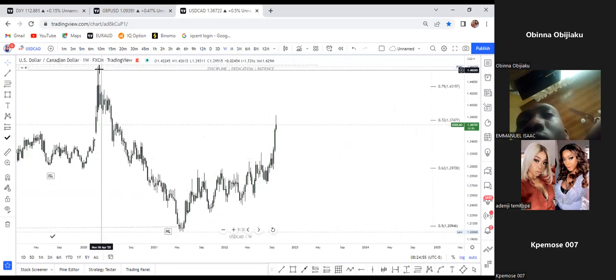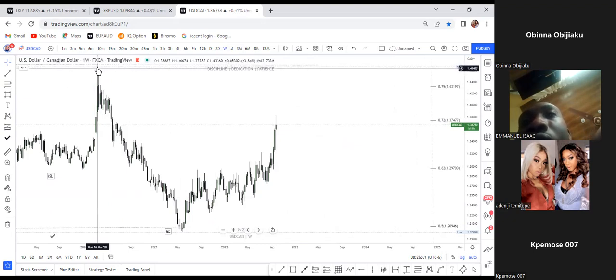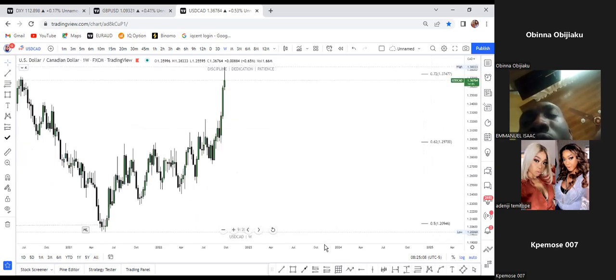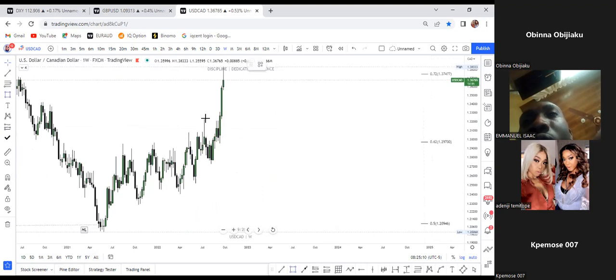Now, on the weekly, we can still see that this range is a weekly range liquidity. That's where price is trailing to. The best bet price can give you right now is to join in the buys at this zone.